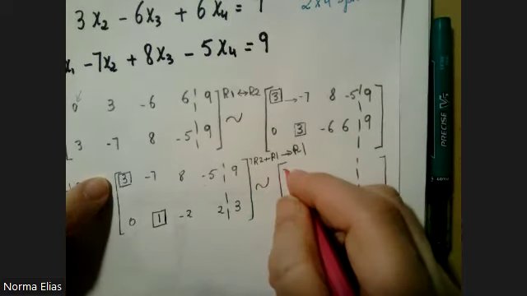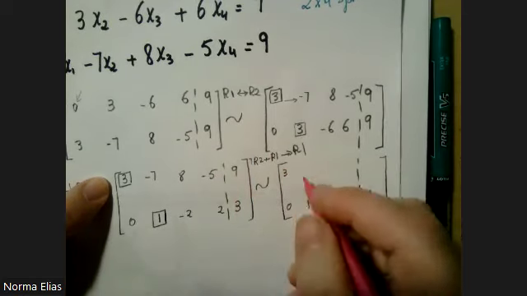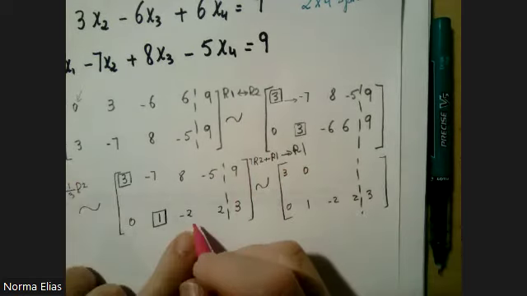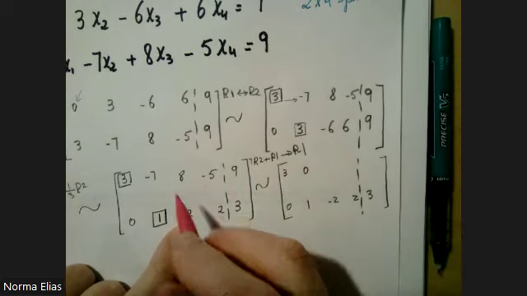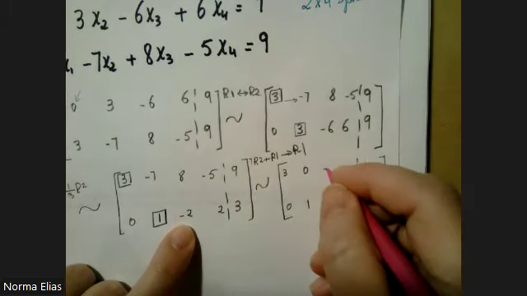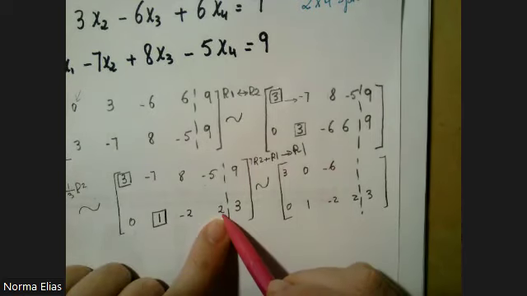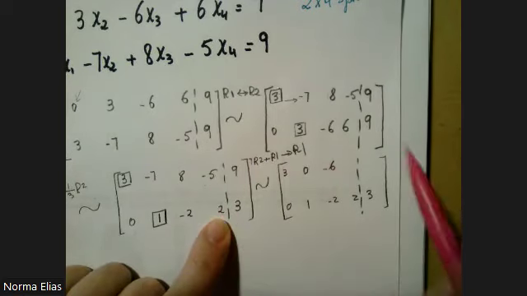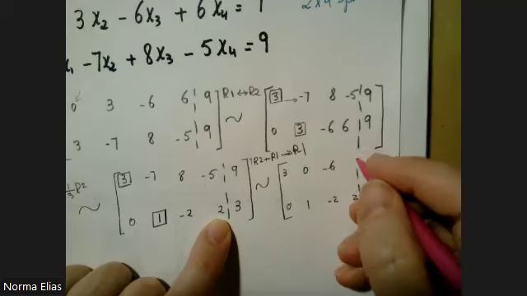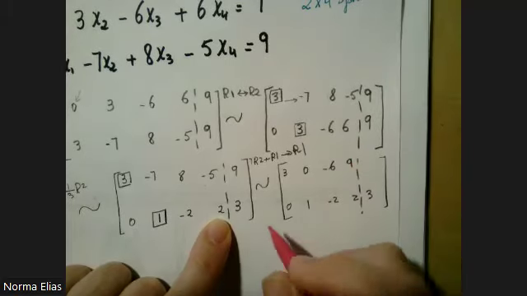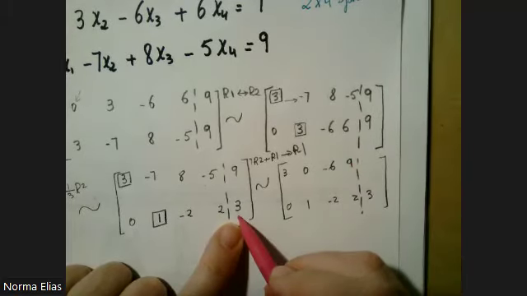Now the first row. 3, 7 minus 7, it's a 0. And minus 14 plus 8, that's a minus 6. If I make any mistake, you guys correct me. 7 times 2, that's a 14. 14 minus 5, that's a 9. And 7 times 3, that's a 21.